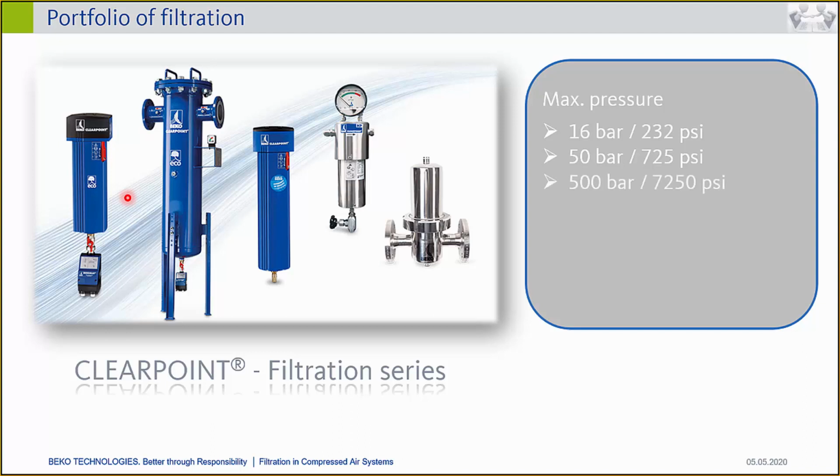Then we have the next application gap, which is the filtration range up to 500 bar, which includes the stainless steel filters. And we also have different maximum flow rates. This is the max flow rate for the threaded housing versions here. And the next flow rate is the maximum rate for the flanged versions shown here on that picture.